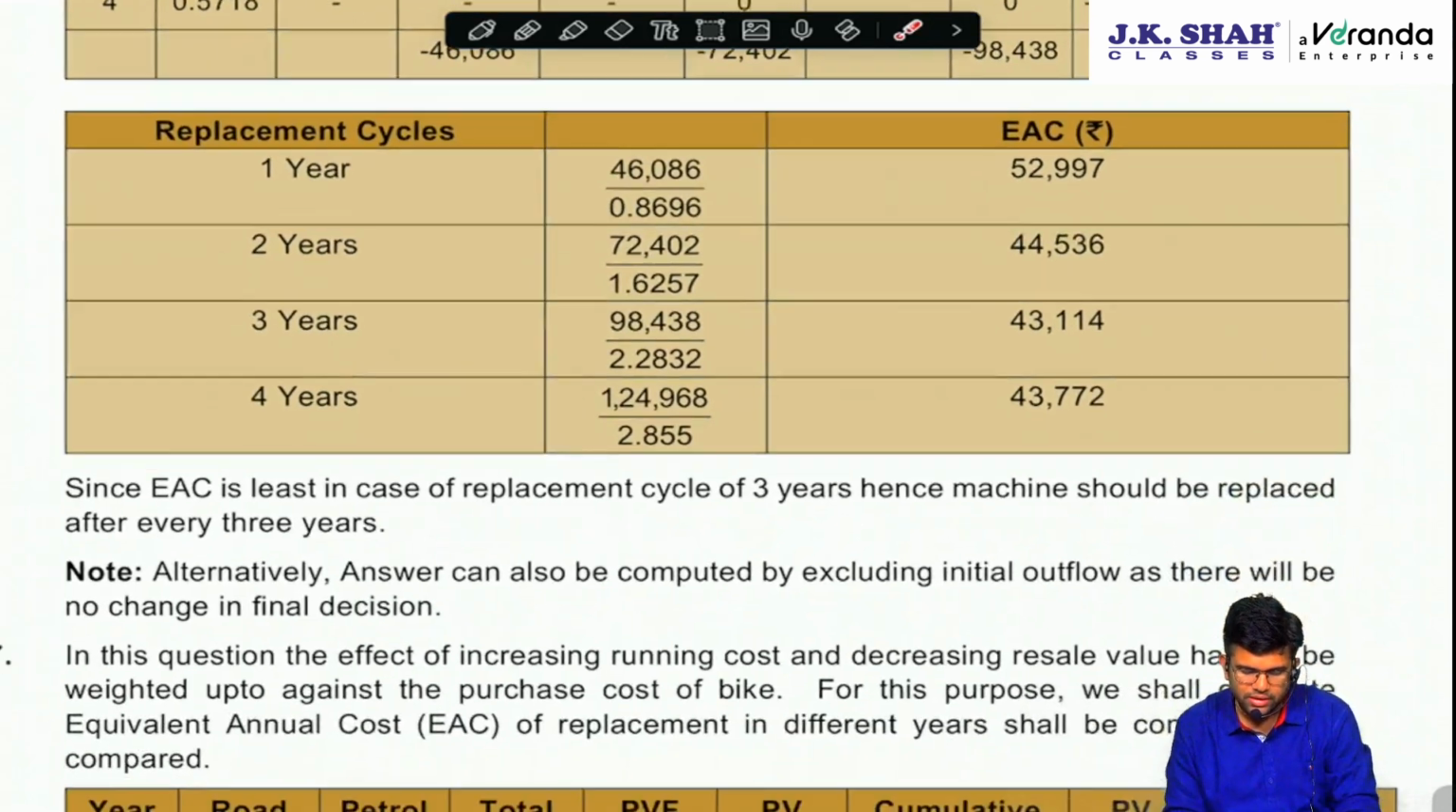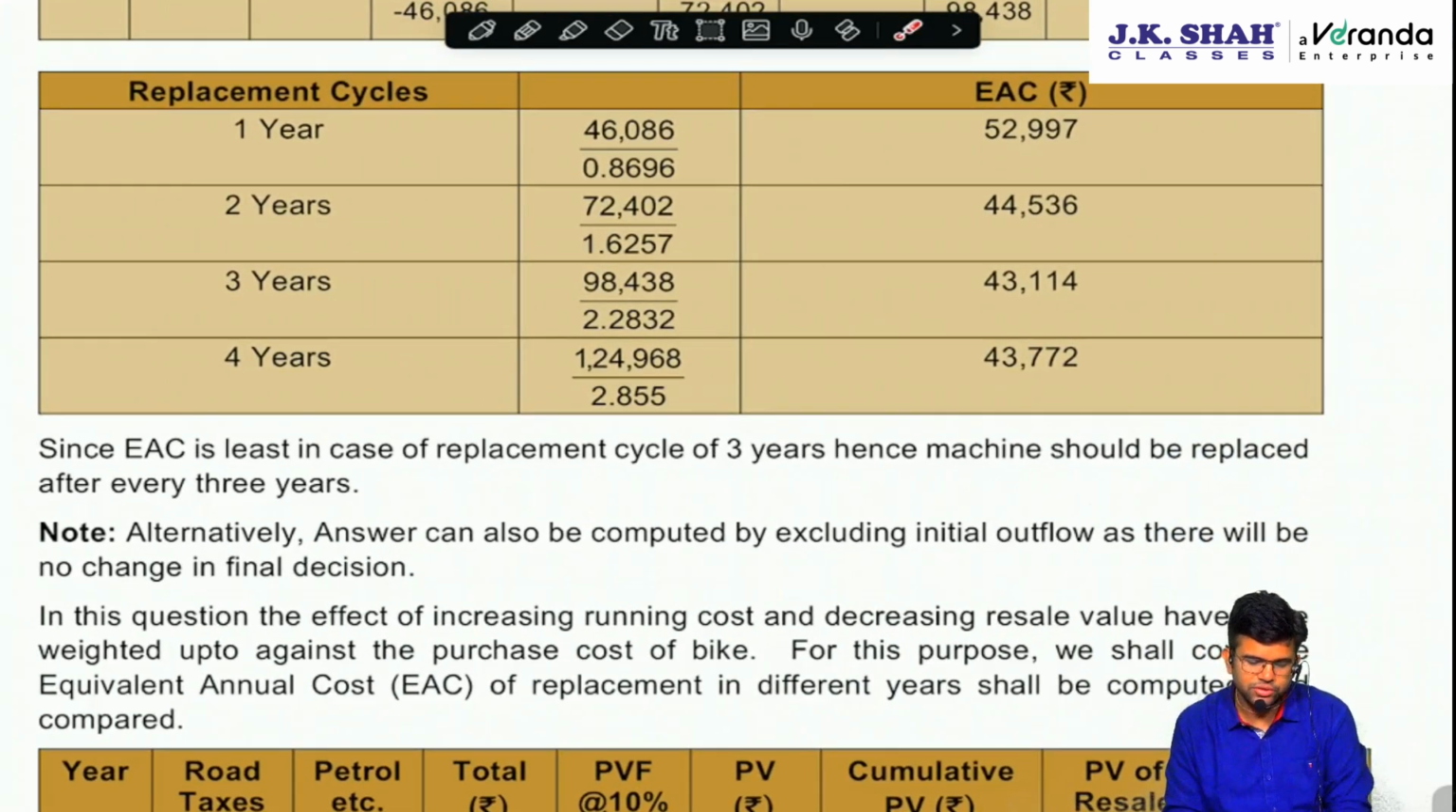Okay. And then what is the conclusion? Since EAC is least in the case of replacement cycle of 3 years, hence the machine should be replaced after every 3 years. You also got this conclusion. Conclusion you have to give, huh? I hope you remember that. That is the main thing. So please conclude. Conclusion written: 3 years.